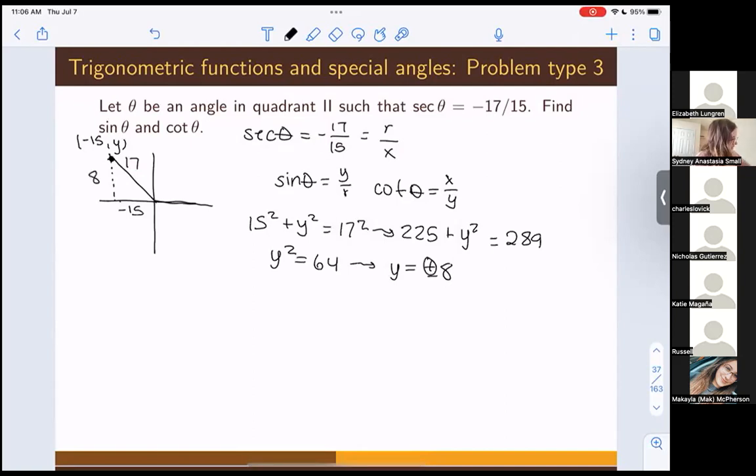This side length here is 8, and this y value is 8. That point is negative 15 comma 8. We now have all the information we need. Sine of theta is the y coordinate 8 over the hypotenuse 17, or the radius. And the cotangent of theta is the x value over the y value. X is negative 15 and y is 8. Any questions?